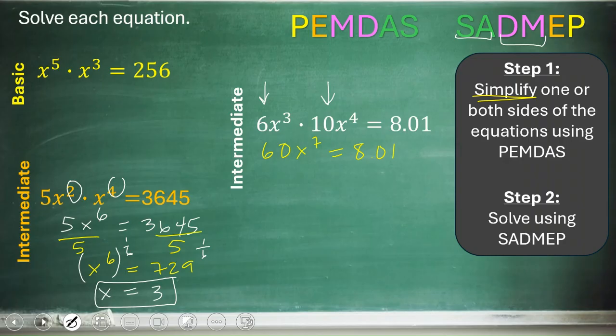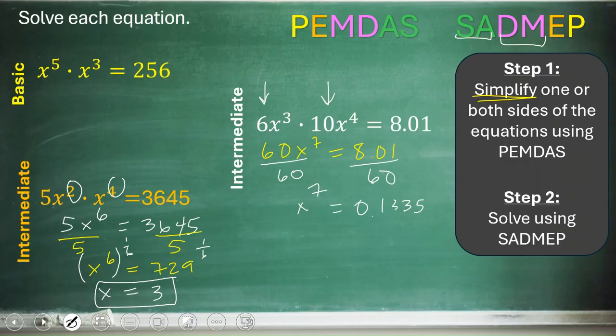Now we're going to do the same thing we did last time. There's no addition or subtraction, so we're jumping straight to multiplication and division. I'm going to divide off 60 from both sides. When I do that, I get x to the power of 7 equals 0.1335.